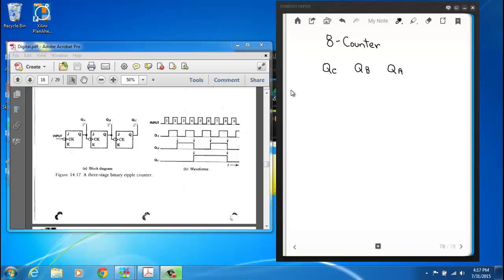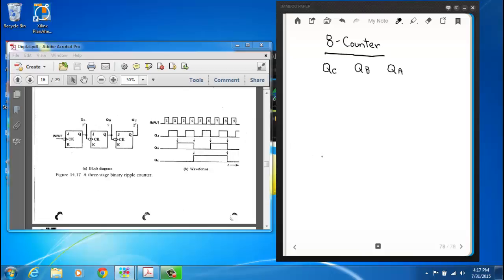Okay, in this video we start our discussion on counters, and we're going to start with what's called an 8 counter. And over here is the diagram of an 8 counter that uses 3 JK flip-flops where the JKs are in toggle mode. It's not shown here, but the JK inputs would both be connected to 1, putting each one of these 3 flip-flops into toggle mode.